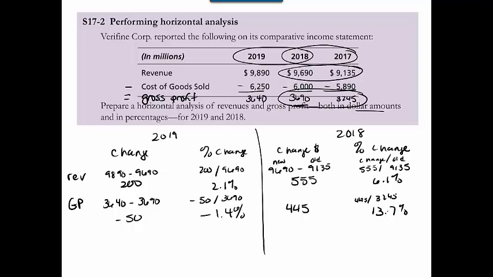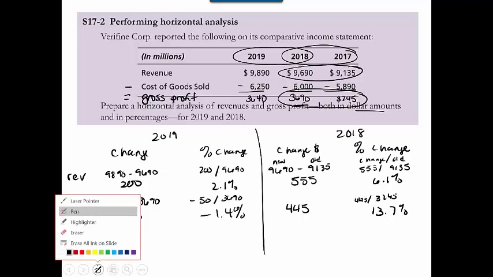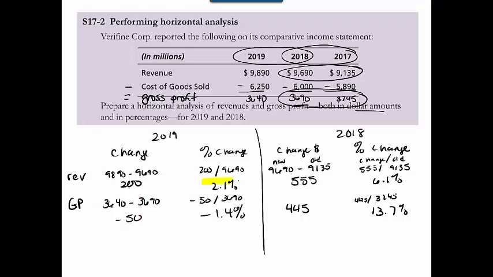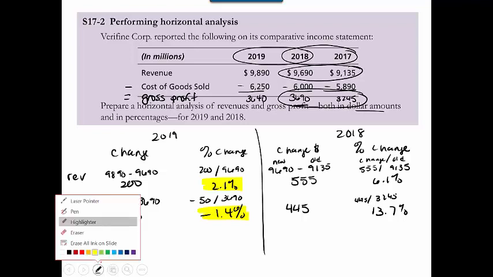What does this tell us? I mean, the whole point of doing this is to figure out what's going on with this company. And if we look over here, we've got a positive change in our revenue, but a negative change in our gross profit. That's a concern right there. Your revenue's going up, but your profit's going down. So what does that mean?